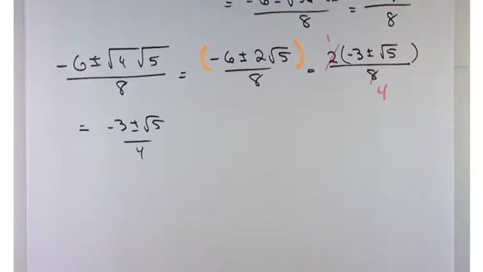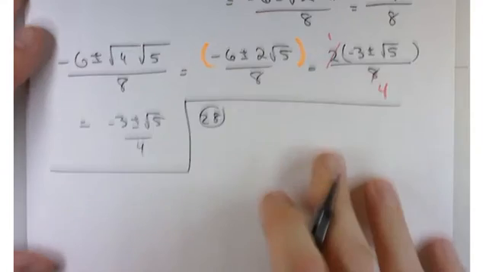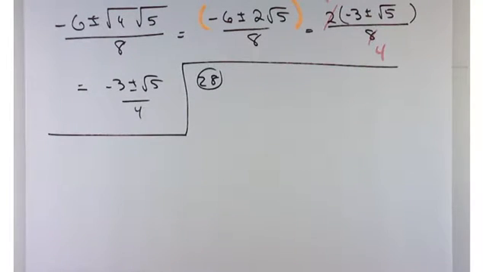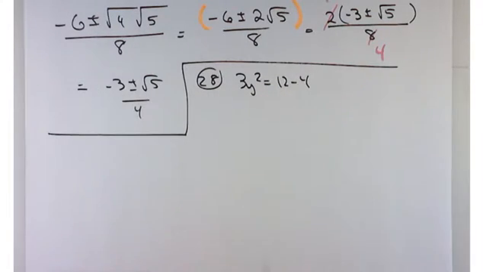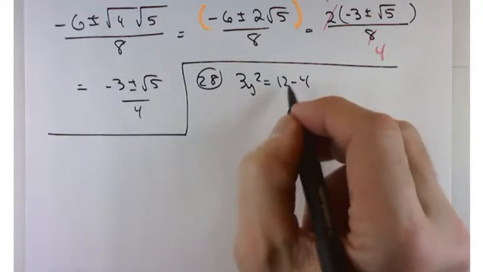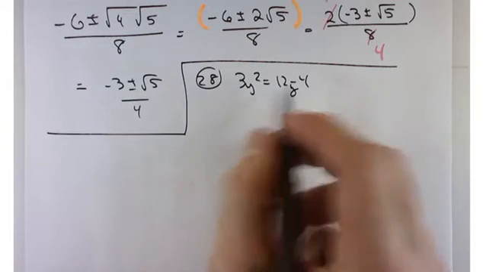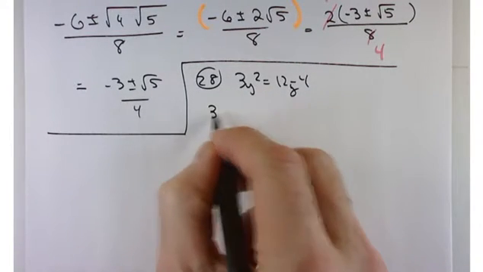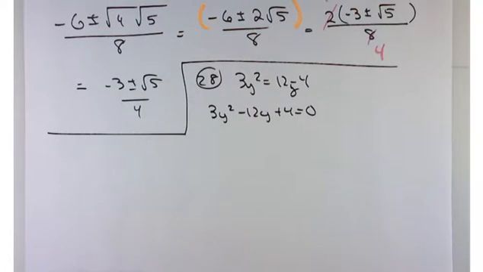Problem number 28. Three y squared equals 12y minus 4. Victoria, what should I do to start? It's a 12y, yes. Good. So we're going to move these both to the other side. 3y squared minus 12y plus 4 equals 0.